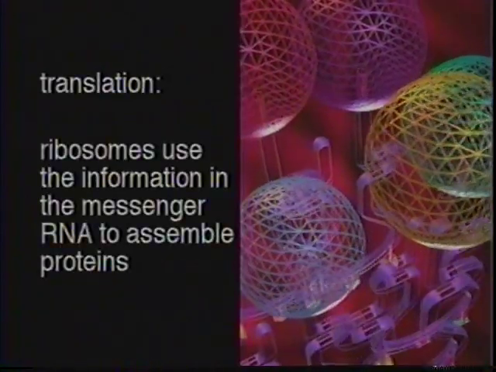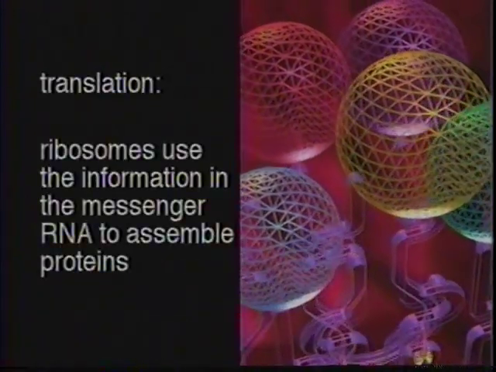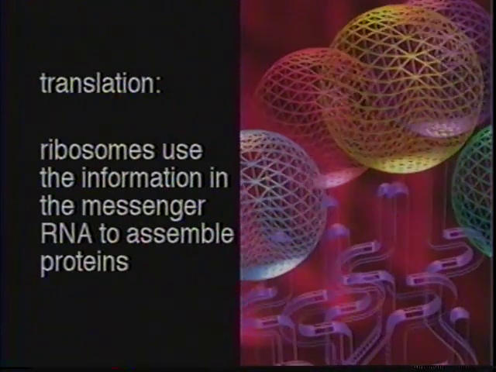During translation, ribosomes use the information in the messenger RNA to assemble proteins. Although we will focus here on mRNA when we discuss transcription, you should remember that any RNA, whether it is messenger RNA, transfer RNA, or ribosomal RNA, must be synthesized through transcription of a DNA template. Now let's see how all these nucleic acids interact during transcription and translation.